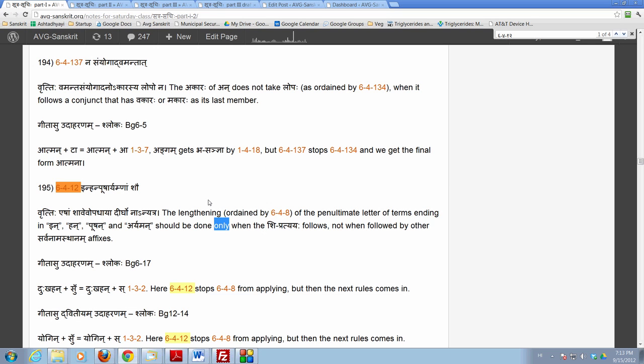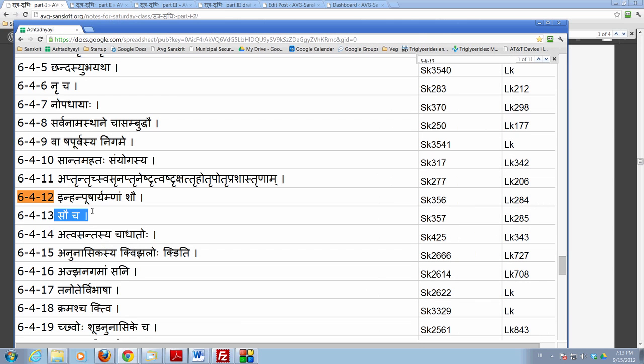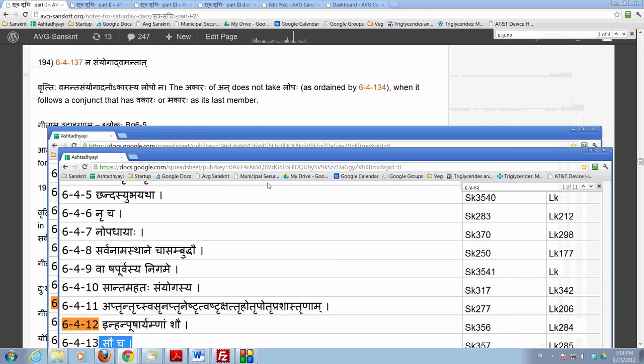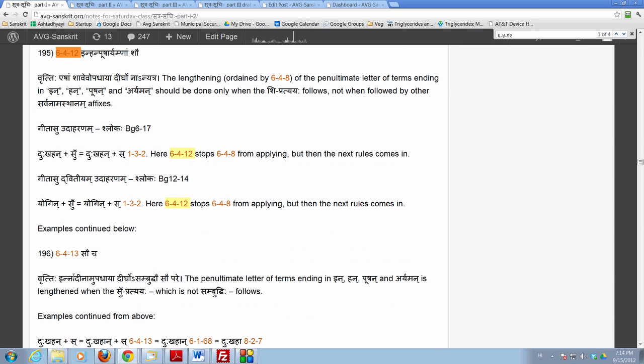So this one, Esham Shau Eva Upadhayaha Dirgha Na Anyatra. So this stops the Sarvanamasthane Chasam Buddhau, and then we have to use the next sutram in the Ashtadhyayi, which is Saucha. Saucha, Sutram 6413. That finally helps us do the Upadadirgha. See, Innadinam. Anuvritti is coming from the previous Sutram of In, Han, Pushan and Aryaman. So Innadinam Upadhayaha Dirghaha Asambuddhau Sau pare.